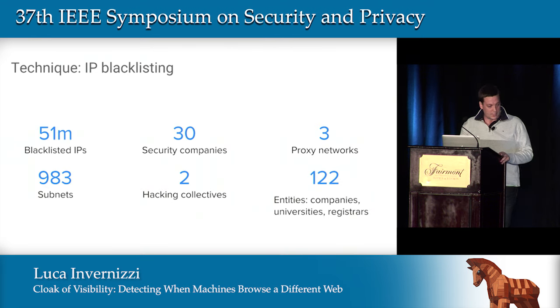A technique that they heavily rely upon is IP blacklisting. This is one of the most comprehensive blacklists we have found. It contains 51 million IPs, about 1,000 subnets, and it includes 30 security companies, even hacking groups like CCC in Germany, so they really have a good pinpoint of who's owning which IP. And also it has VPNs in it.